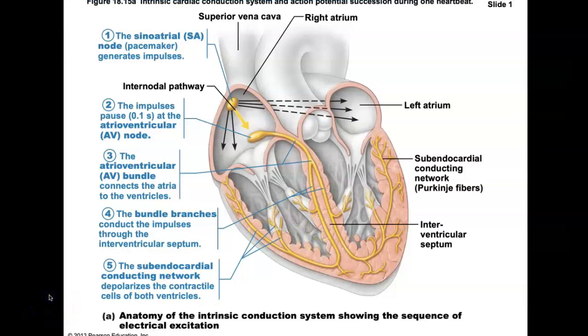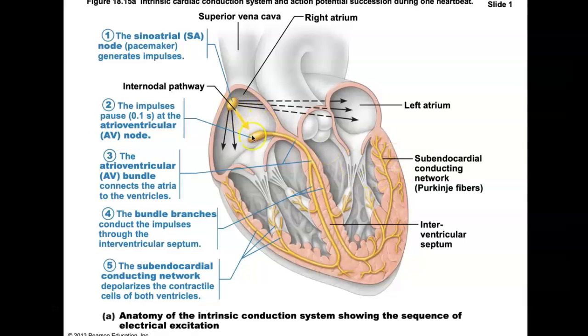And the total time between initiation of an impulse by the SA node and depolarization of the last of the ventricular muscle cells is approximately 0.22 seconds, or 220 milliseconds, in a human heart. So it's important to note that the signal begins with the SA node and it moves along these outlined regions that we just discussed, kind of like a wave effect.